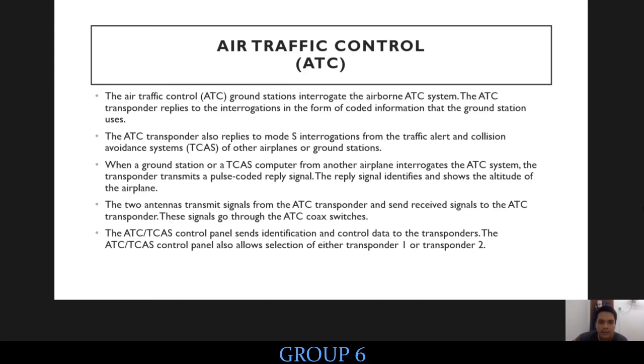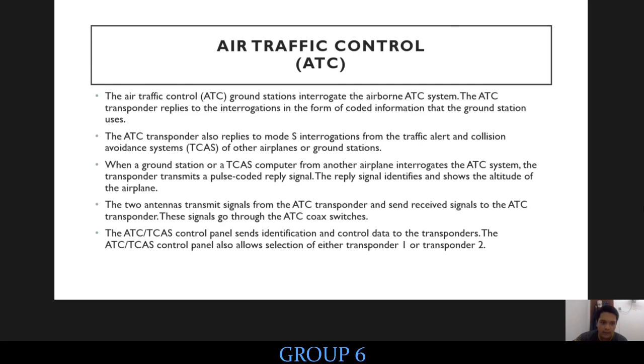Next is air traffic control, ATC. The ATC ground station interrogates the airborne ATC system. The ATC transponder replies to the interrogation in the form of code information that the ground station uses. The ATC transponder also replies to mode S interrogation from the traffic alert and collision avoidance system, TCAS, of other airplanes or ground stations.